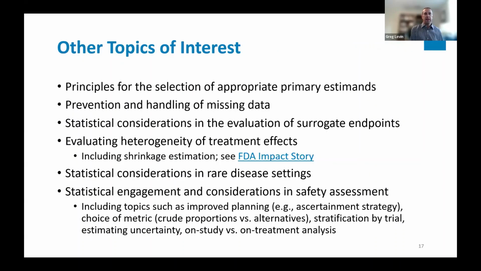So the last thing I just wanted to mention is some other topics of interest. These are things that either I think are very important, or we have ongoing discussions within my office, or maybe are considering or initiating work on some policy and guidance efforts. One of these, discussed at a session yesterday, is thinking through some principles for the selection of appropriate primary estimands in late phase trials. Another one is the prevention and handling of missing data.